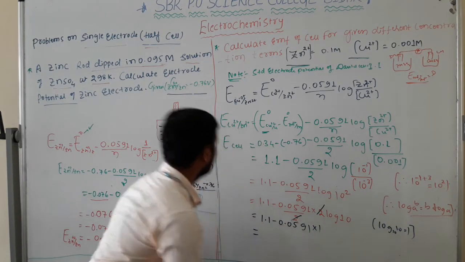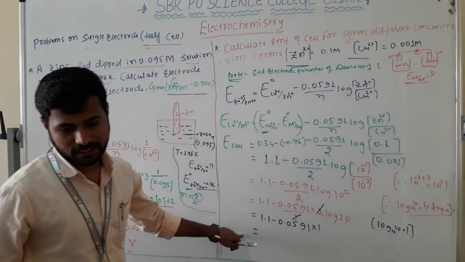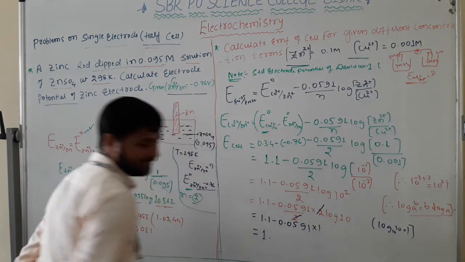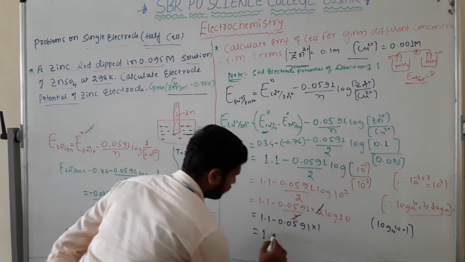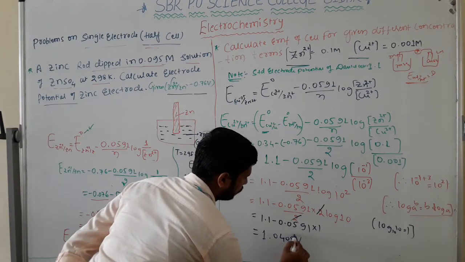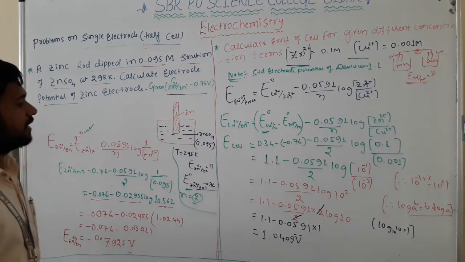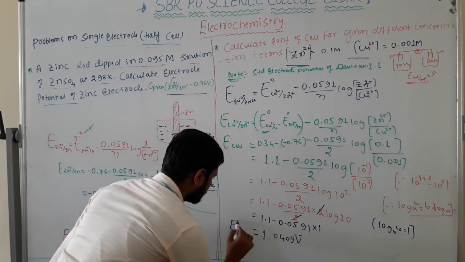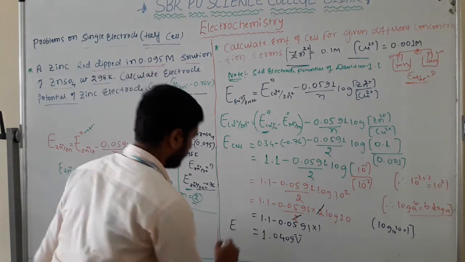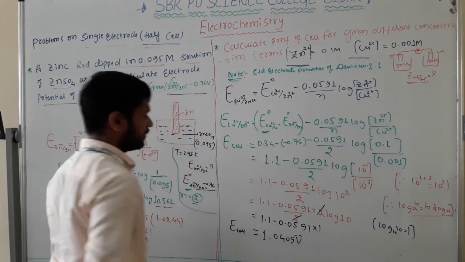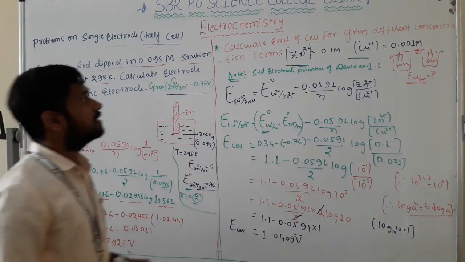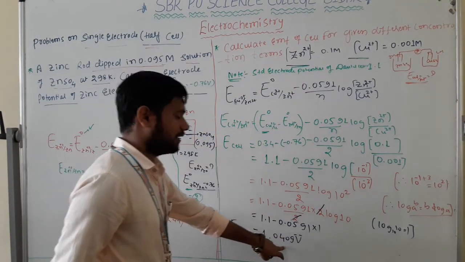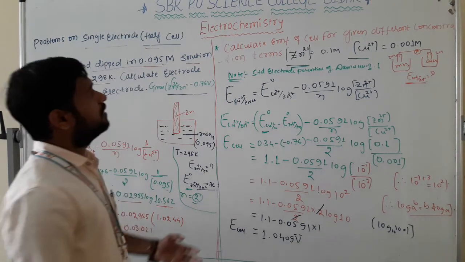Now what is the final answer? Tell me first. 1.1 minus 0.0591, tell me. 1.0409 volt. This is the EMF, or the cell potential, the E cell potential. Whatever the cell potential of this cell, we are going to write it by this method. This is very simple.